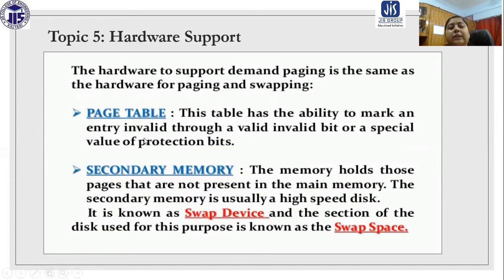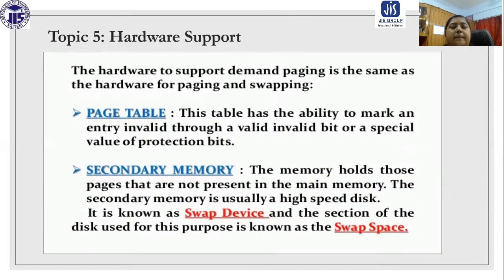So a page table with that additional entry is a must. Now the secondary memory is required. The memory holds those pages that are not present in the main memory. Otherwise, there is nowhere we can store those pages. So the secondary memory is usually a high-speed disk. It is known as the swap device, and the section of the disk used for this purpose is known as the swap space. So secondary memory is necessary.